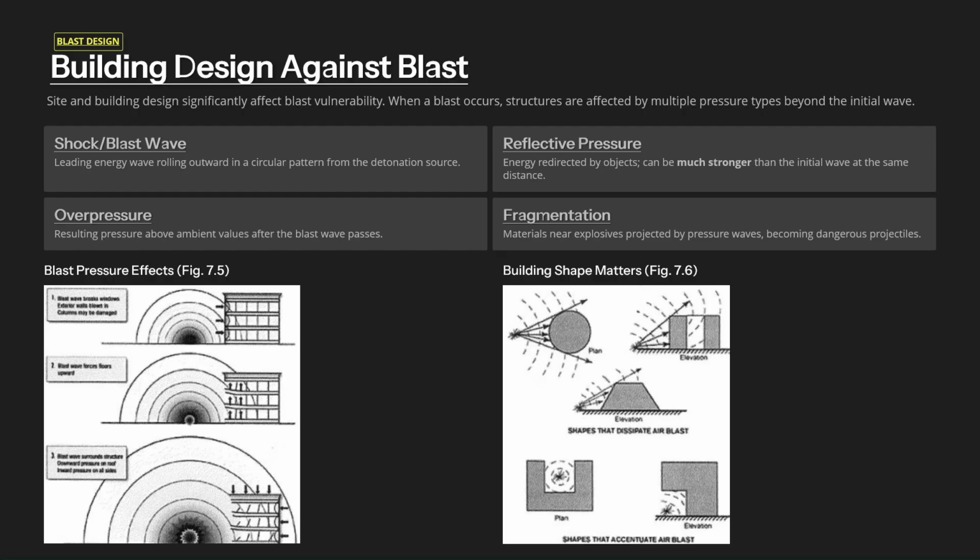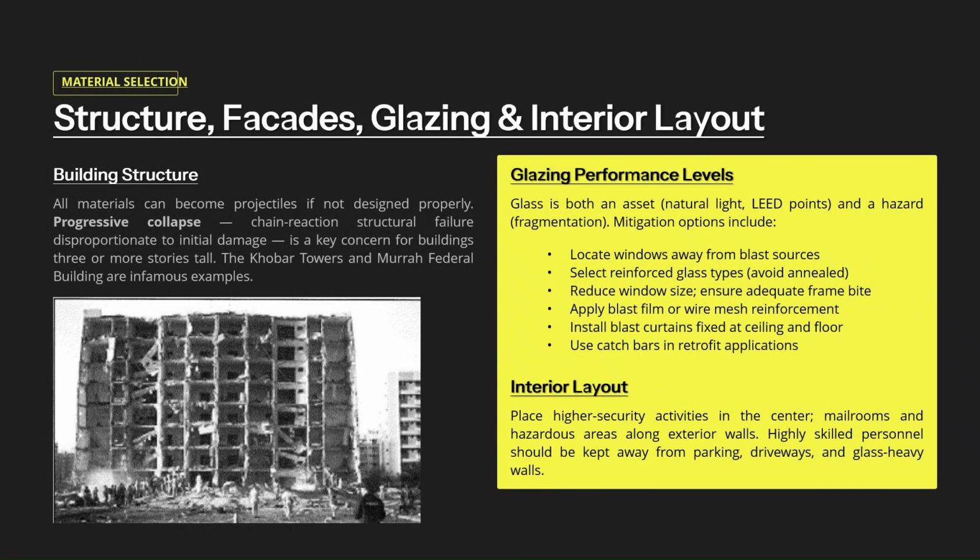Design features such as controlled access points, protective barriers, and strategic layout planning can significantly reduce vulnerability. The goal is not just to prevent attacks, but to minimize damage and protect lives if an incident occurs. Effective blast-resistant design requires coordination between security experts, engineers, and architects to ensure both safety and functionality.